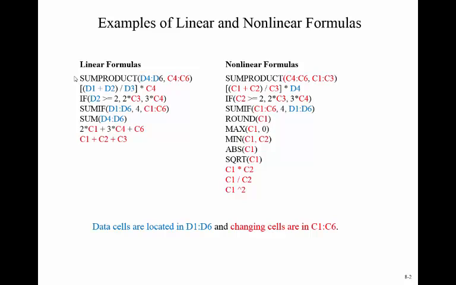Same thing goes with the ones below that. You can do whatever kind of operations you want on the data. Like in this case, you've got a couple of data cells added together divided by a third data cell. But at the end of the day, that comes to essentially one recalculated data value. And you're multiplying that one data value times one changing cell, which is C4 in this case.